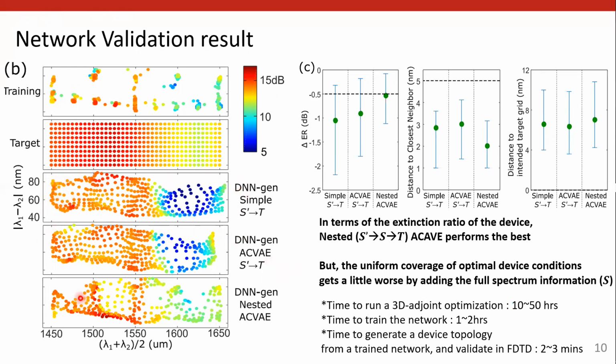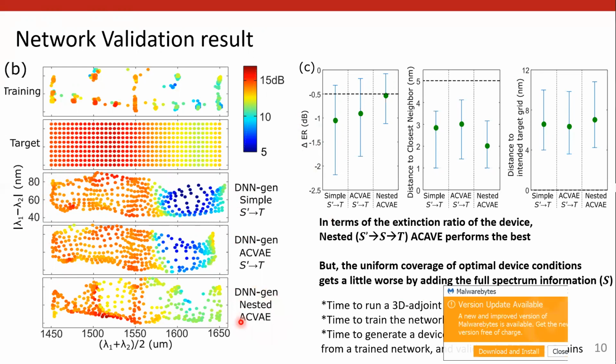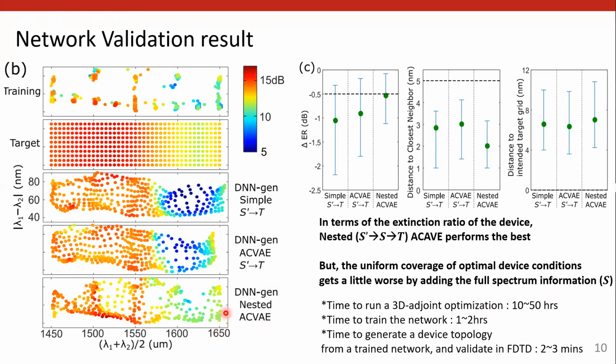You can see that overall, in terms of the extinction ratio, the most complicated network design, which makes use of the full spectrum information, is best in terms of extinction ratio, whereas it performs quite poorly in terms of covering the wavelength spec conditions uniformly. So it features this clustering that we don't want in principle.